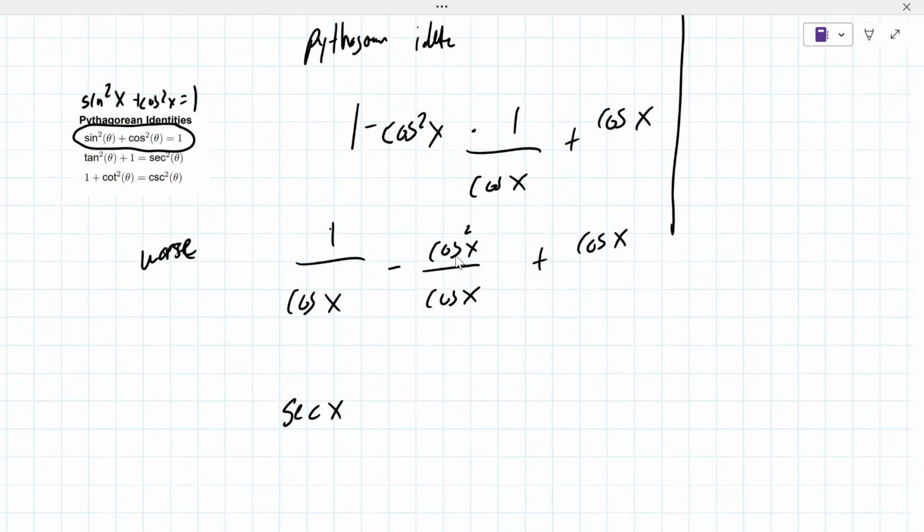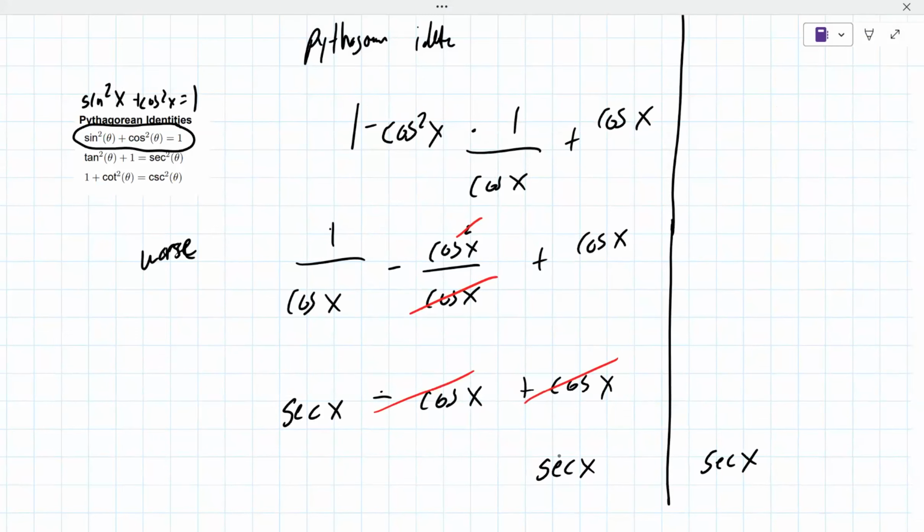Cancels out to 1 over cosine. So this becomes just cosine x, with the one on the top canceling with the one on the bottom. And then you've got minus cosine x plus cosine x, so those cancel, and then it equals secant x like that. Okay. All right. Any questions on that?